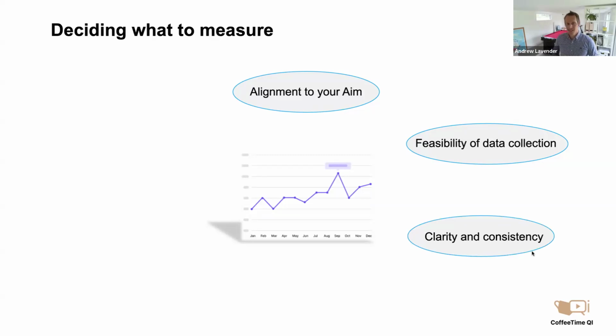Number 3 on the list is thinking about clarity and consistency of the measure. Is this something that can be measured on a consistent basis, whether that be week by week, month by month, whatever that is, getting the information from the same places to ensure that data is useful? And obviously clarity in terms of other people needing to understand what this measure means as well. So think about what it means to different stakeholders and such like.